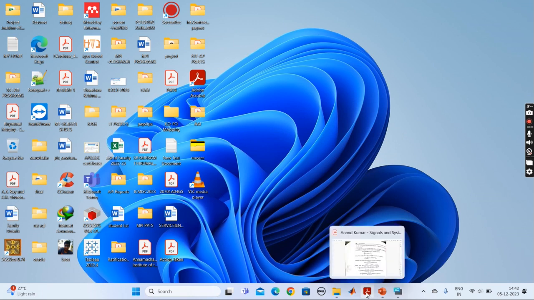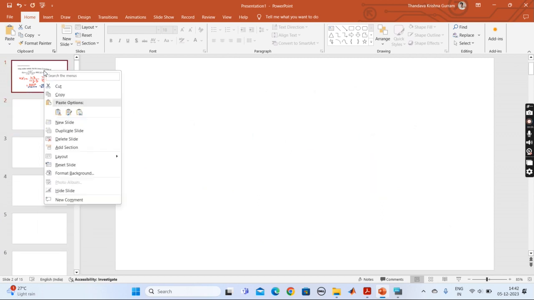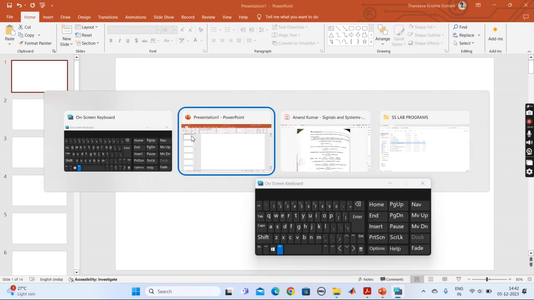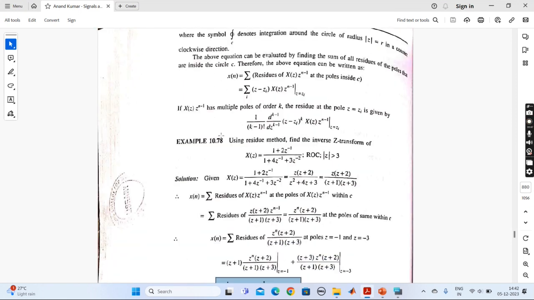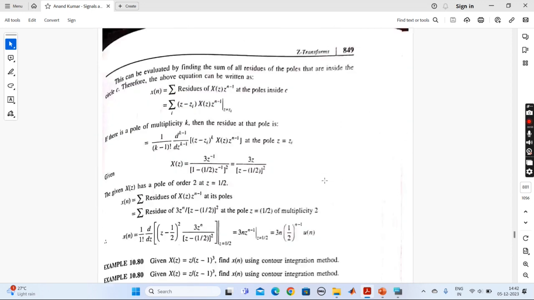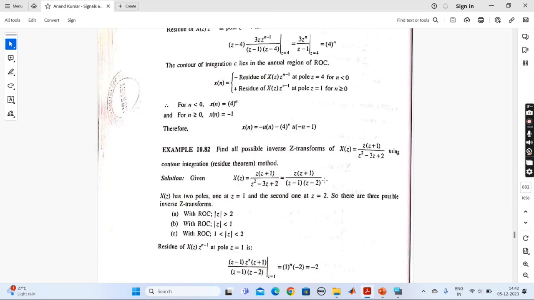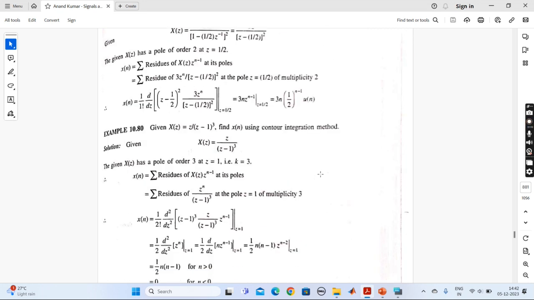So first of all, I can remove the practice issues. Yes, this is the slide. So I have to first copy some problems. Like this is the first problem in residue method. And another name for this topic is the complex integration method, or contour integration methods.